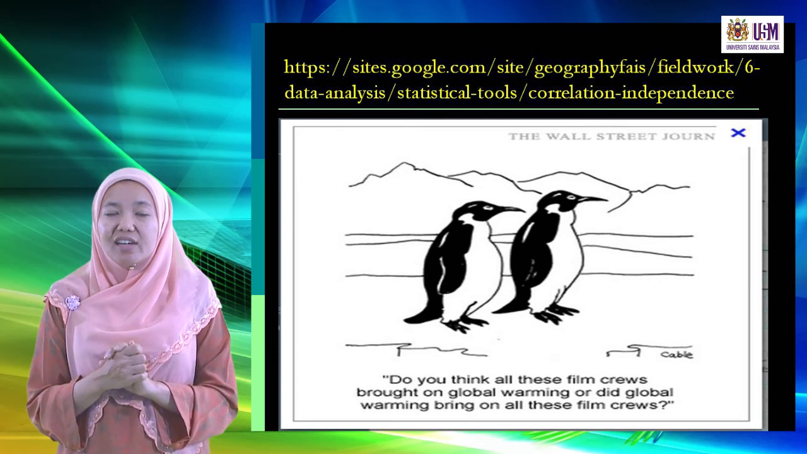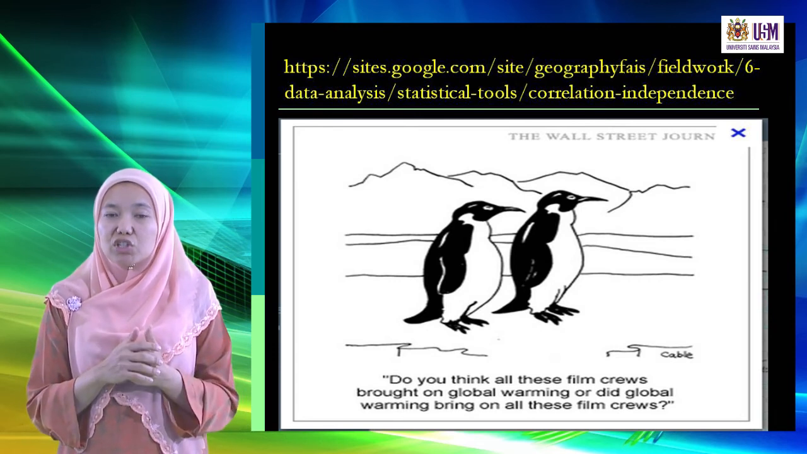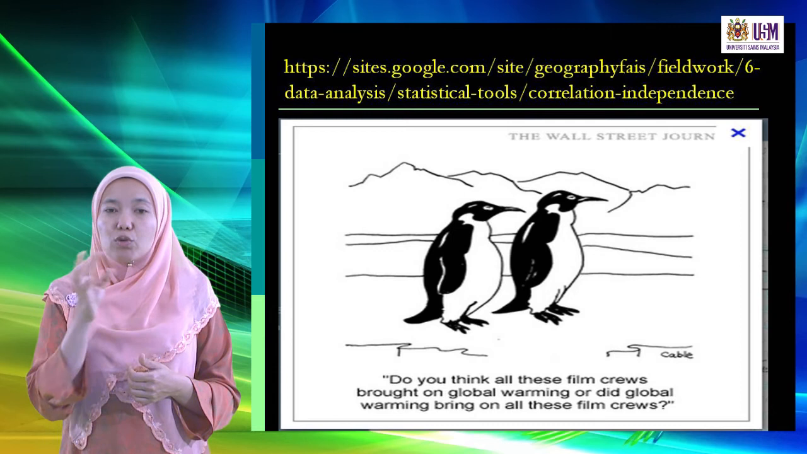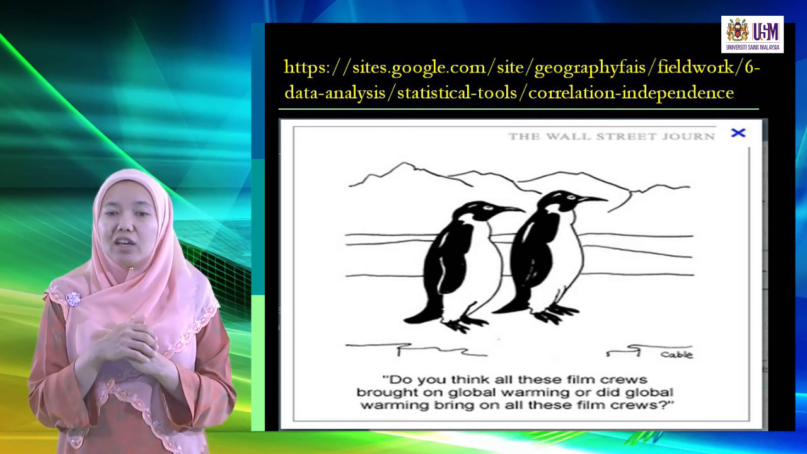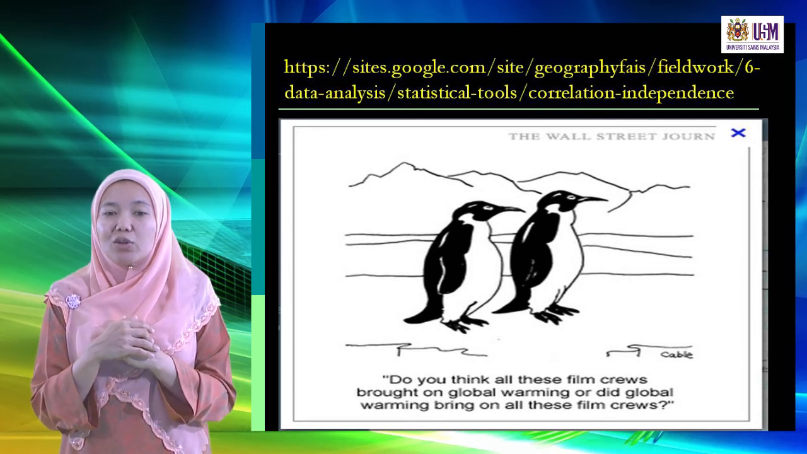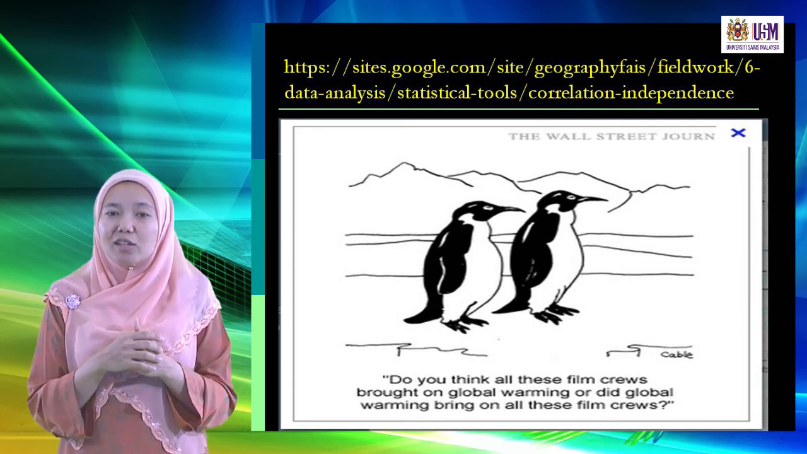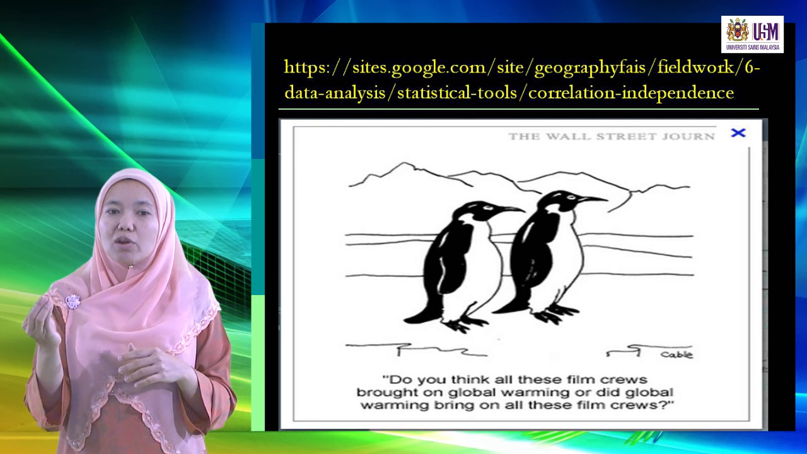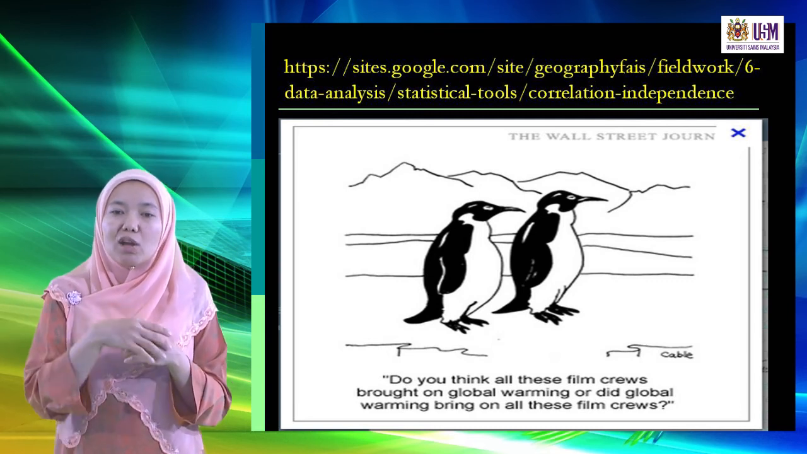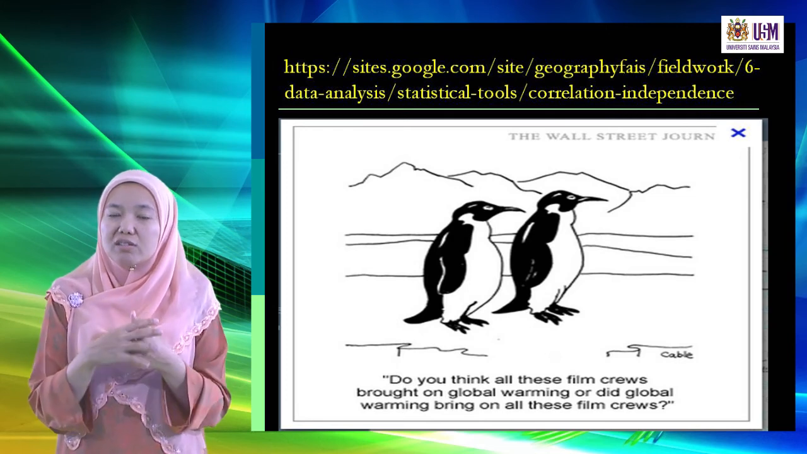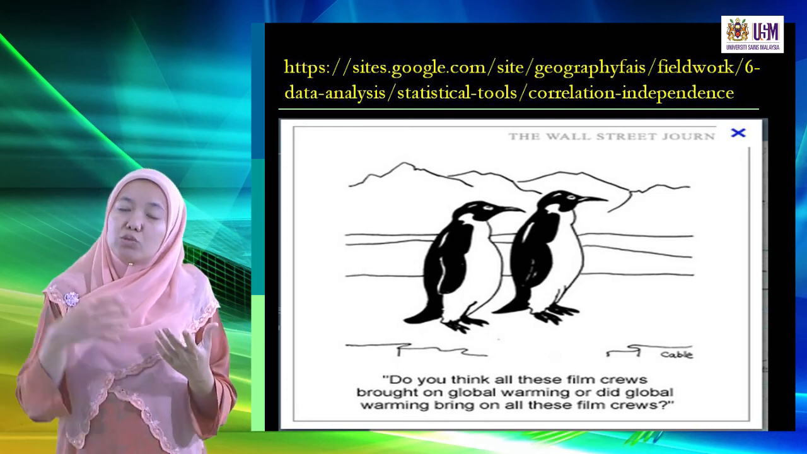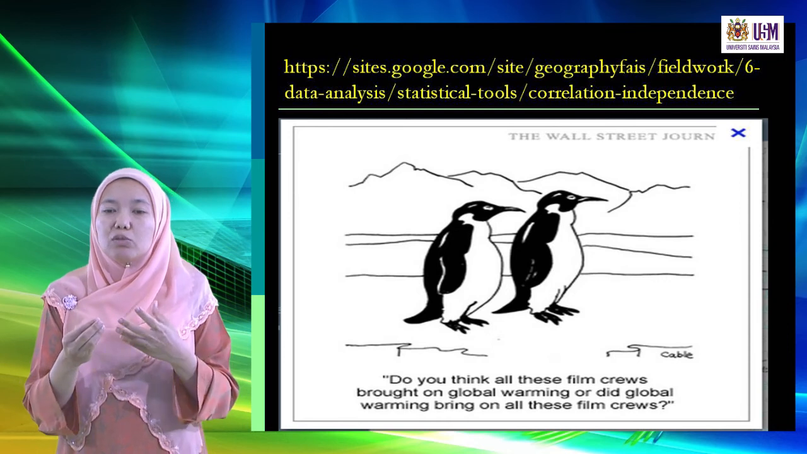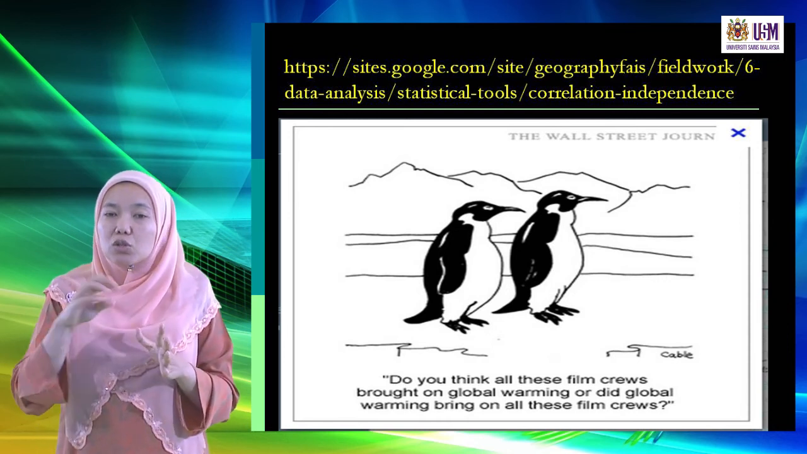One thing I would like to highlight: when you want to produce your regression model, you have to make sure what is x and what is y. I don't want you to get confused, like between chicken and egg, which one comes first. If you look at the cartoon of these two penguins, they are wondering, do you think that this film crew brought on the global warming? The film crew come to the Arctic because they are using electrical equipment that brings the heat, so that brings the global warming. That's one explanation. So is it possible that the film crew come to the Arctic because the global warming attracts them? In this case, you need to go back to theory.